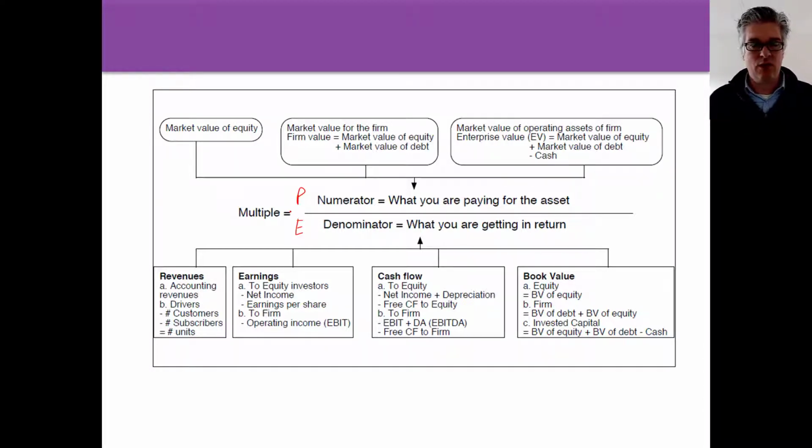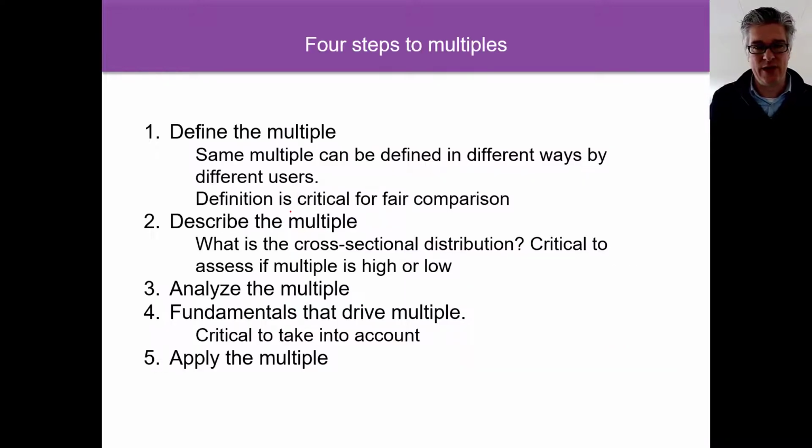But they can be more or less anything. In the numerator, you can also have the market value of the firm. You can have the enterprise value, and in the denominator, you can have other stuff as well. You can have EBIT, EBITDA. You can have the book value of equity. Whatever you fancy. But most of these multiples will look the same in terms of that in the numerator is what you're paying for it, and the denominator what you're getting in return.